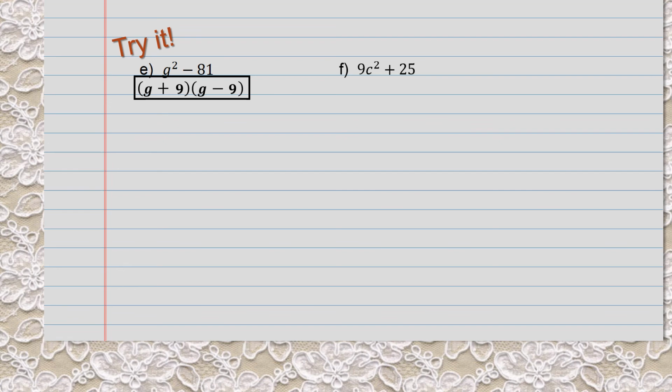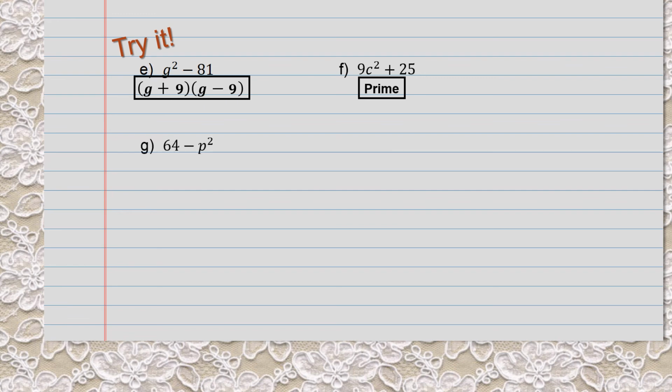For problem F, we have 9c squared plus 25. This is also your try it problem. Hopefully you noticed this one has a plus sign. This is actually a sum of squares, so the final answer would be prime. It cannot be factored.